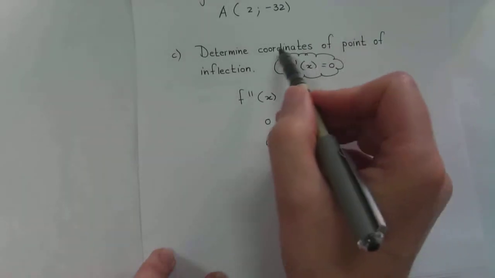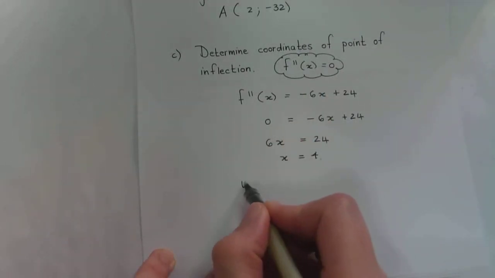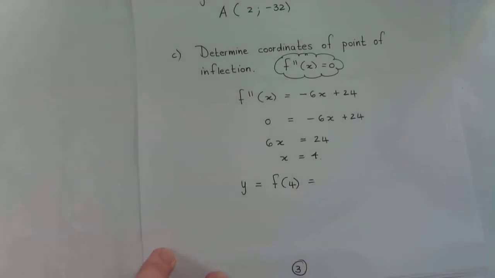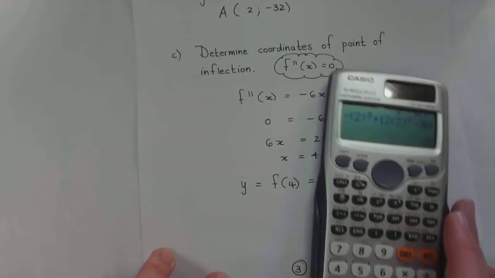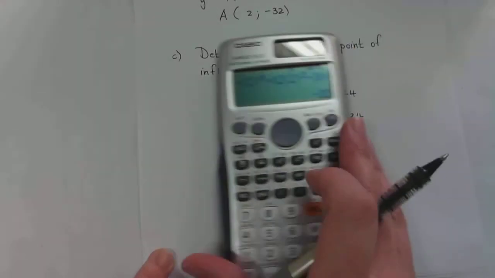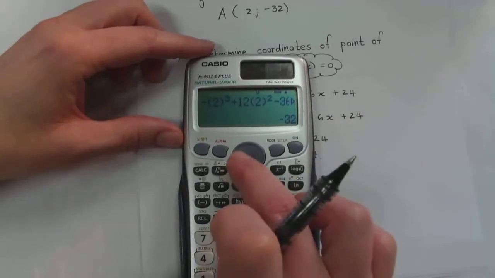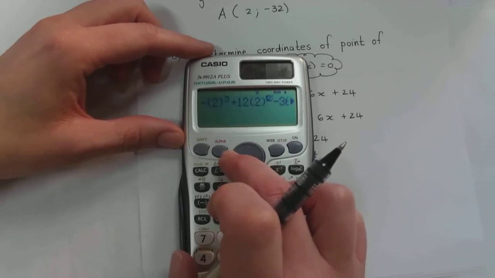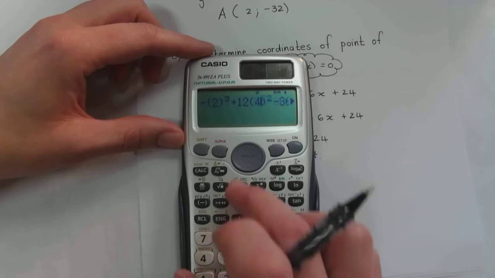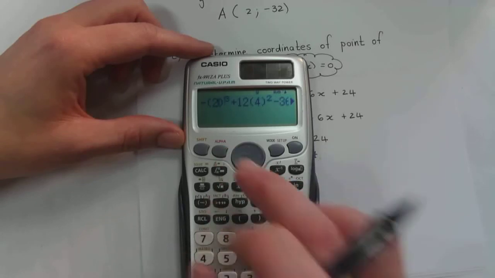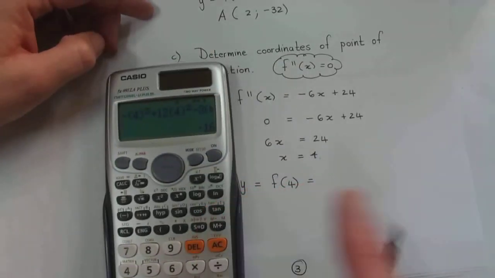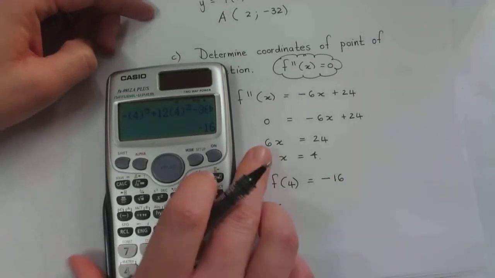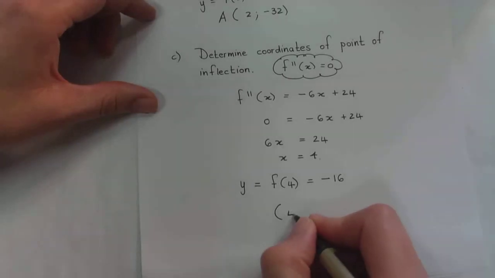Now we're not done because they want the full coordinates, so I'm going to substitute 4 into the original function again. That's how we get y-coordinates. And luckily I've got that original function still on my calculator. Let's see if I can get rid of the glare. So I can just scroll back and I can change all of these x-coordinates into 4. There we go. And that gives me negative 16. So the coordinates of the point of inflection is then the point 4, negative 16.